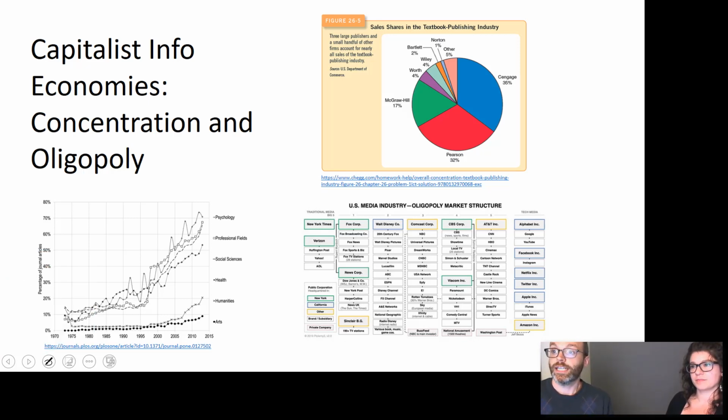So the textbook publishing industry market is very concentrated. You have McGraw-Hill at 17% of the market, Pearson at 32%, Cengage at 35%. Actually, Cengage and McGraw-Hill are trying to merge currently. Right, so they're in the process of merging. So that's going to be about 50% of the market, right?